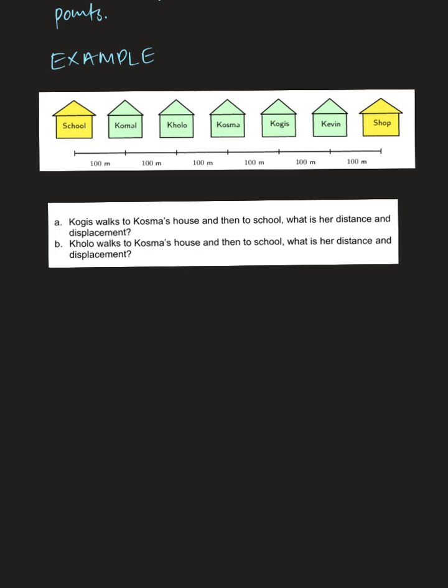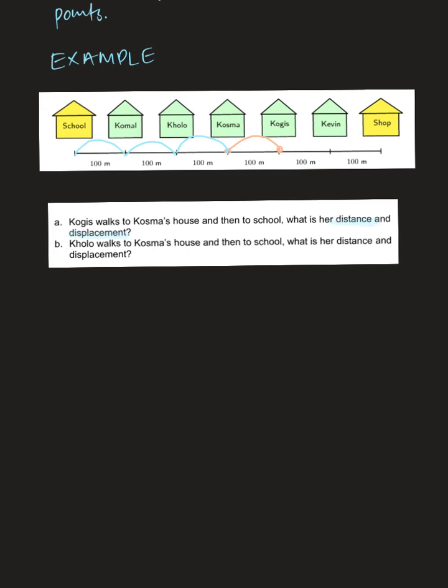All right, so let's look at the first question. The first question says, Kokis walks from Cosma to school. All right, so let's have a look here. I've got Kokis here. And Kokis is going to go to Cosma's house and then to school. So from Kokis to Cosma, we ended up here. That's the first move she made. The second move she made is she moved from Cosma to school. So 1, 2, 3. All right, so in total here, what they want to know is what's the distance, and they want the displacement.